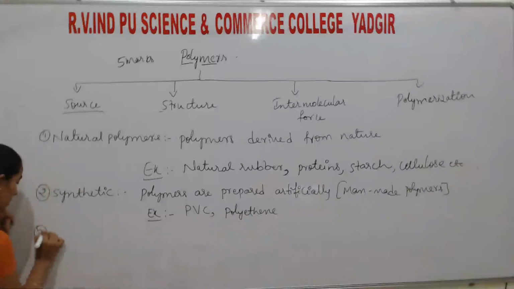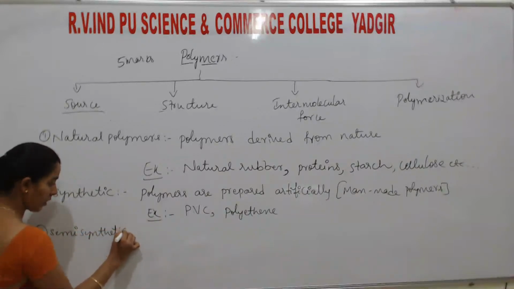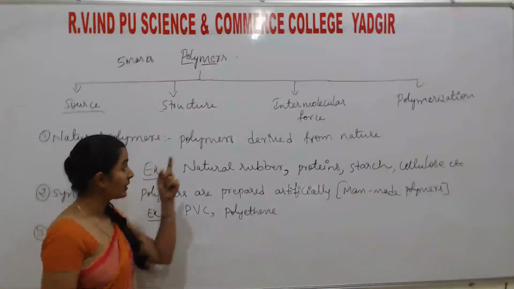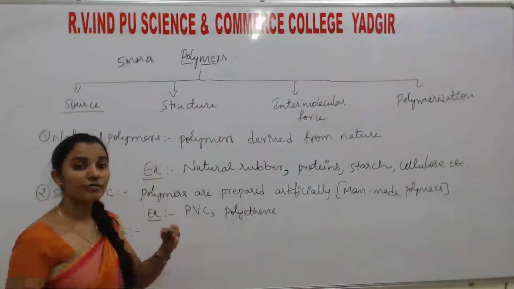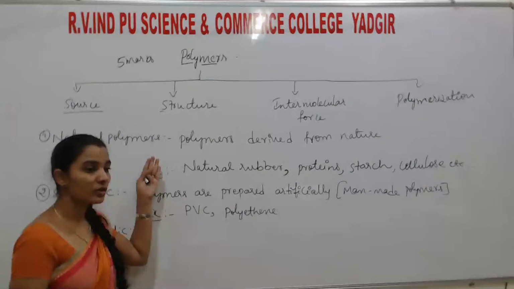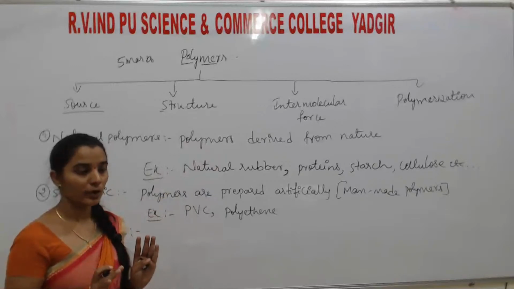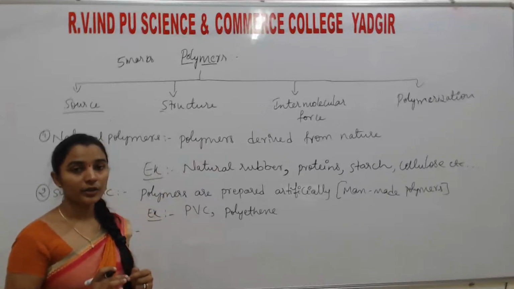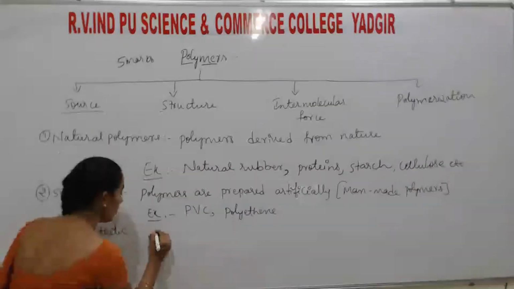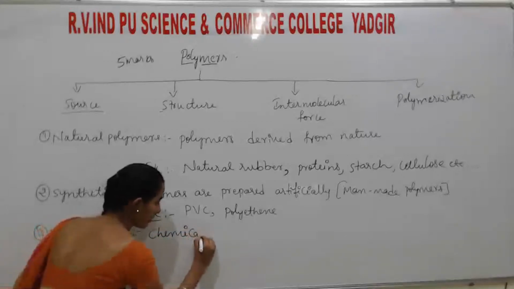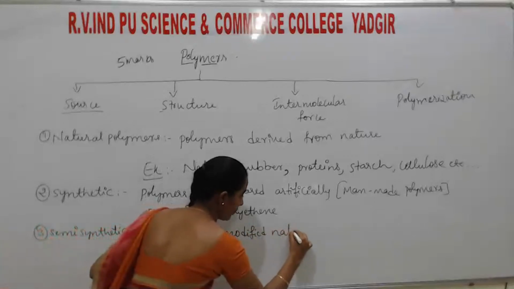Next, last one is semi-synthetic. Semi-synthetic means taking natural products and natural polymers and modifying them. Chemically modified natural polymers are called semi-synthetic polymers. The source is natural polymers only, but they are made into different compounds or different polymers in the laboratory by using different chemicals. So semi-synthetic means chemically modified natural polymers.